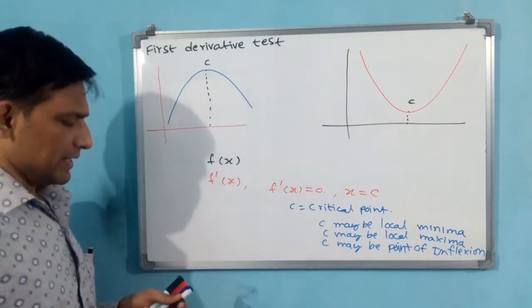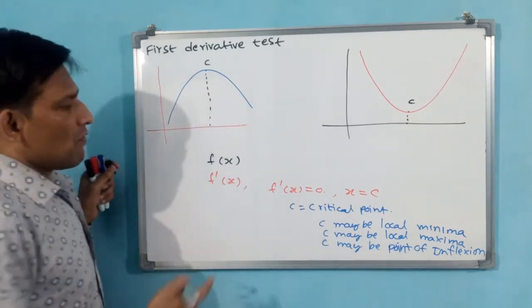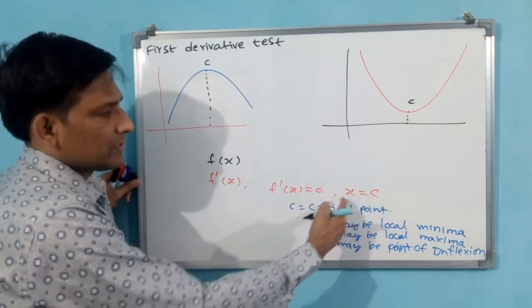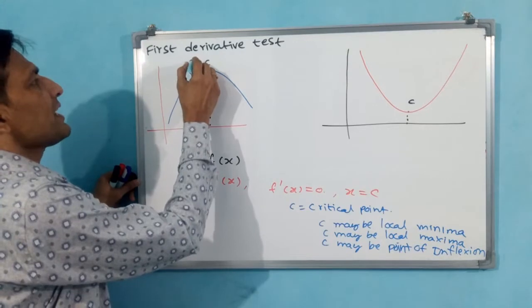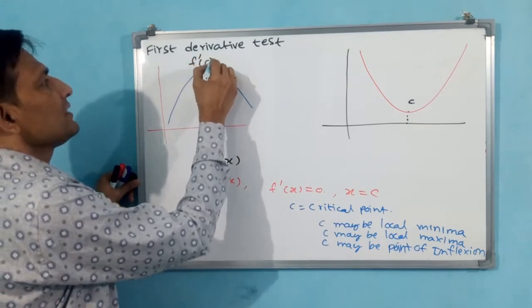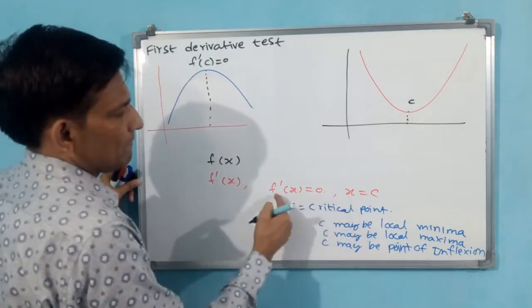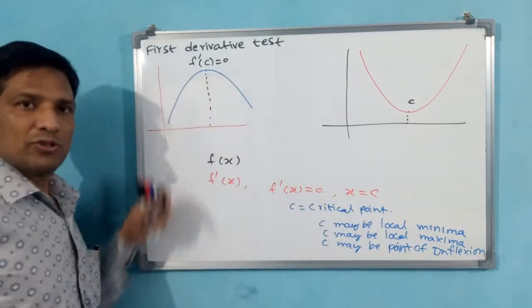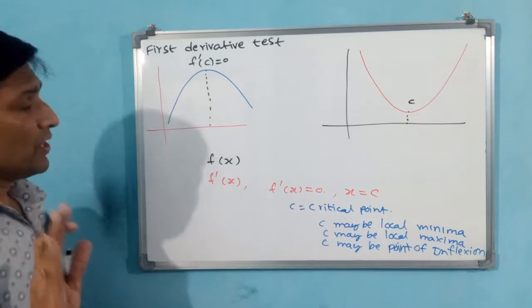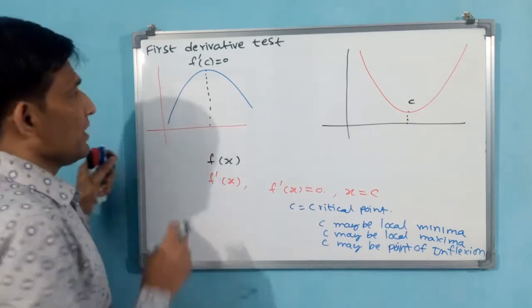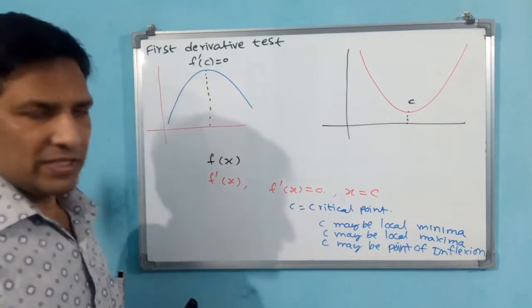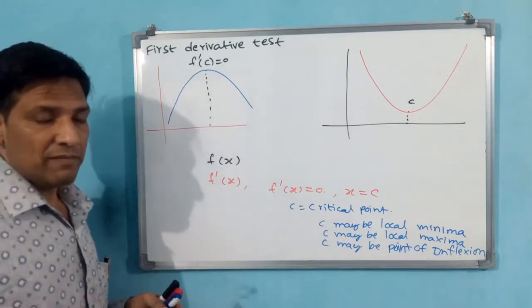Come back here again. You see what we have done: we did f dash x and got f dash x equal to 0 at x equal to c. That means here I can write f dash c is equal to 0. Why? Because f dash x is equal to 0 means x is c. Definitely I can write this. You have done derivation, and derivation is the rate of change of the function.